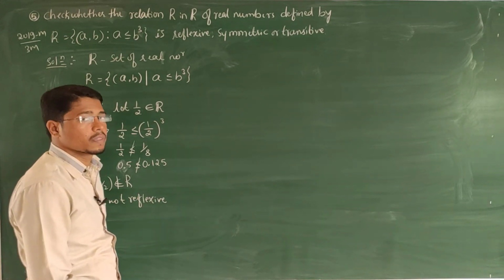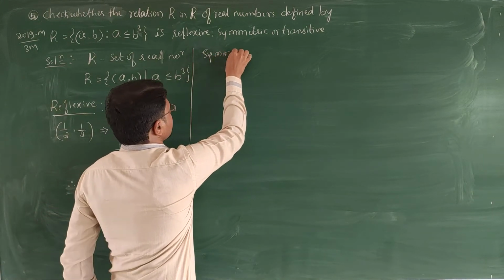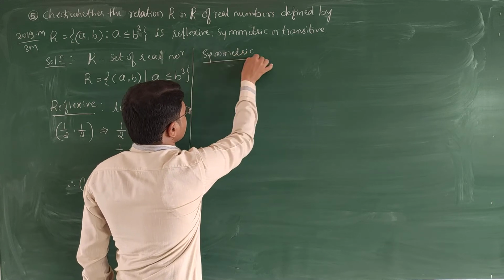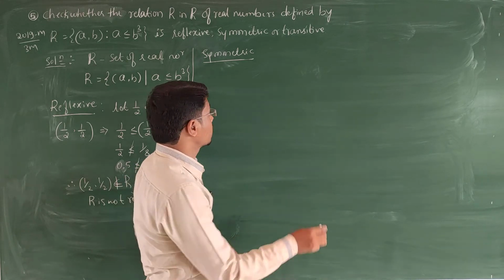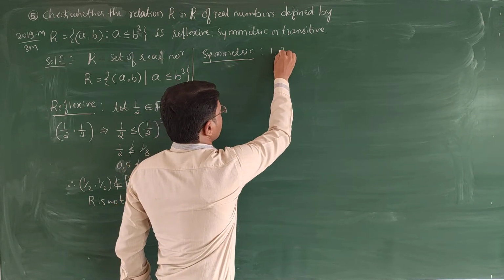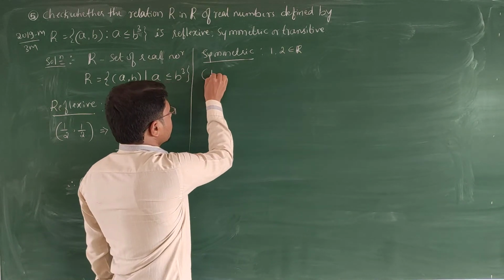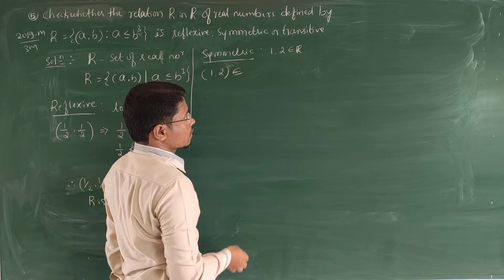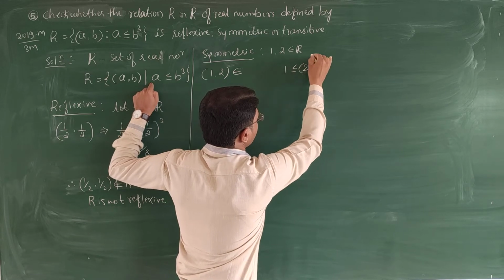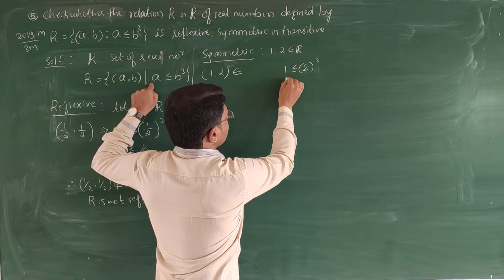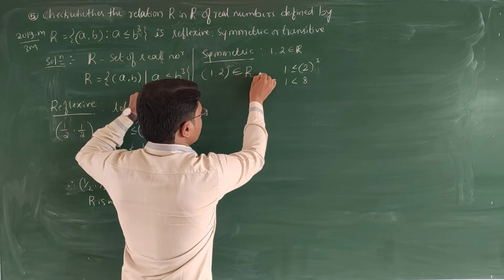Okay, next is to check the symmetric relation. First we have to consider two numbers whose ordered pair belongs to R. For that I will consider 1 comma 2 from the set of real numbers. Put in the relation: 1 is less than or equal to 2 cube. 2 cube is 8, so 1 is less than or equal to 8. So 1 comma 2 belongs to R.